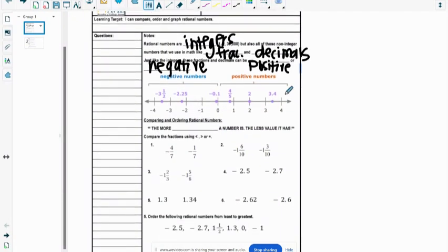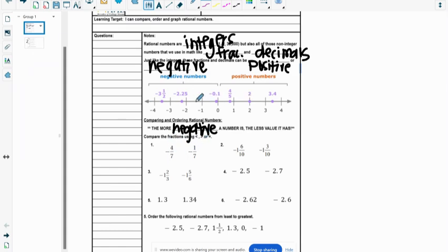Some skills that we might have to do with rational numbers is comparing and ordering them. And let's just remember, the more negative a number is, the less value it has. Okay, so for example, we've got 1/7 and 4/7. 1/7 is a smaller value positive. 4/7 is a larger value when it's positive.